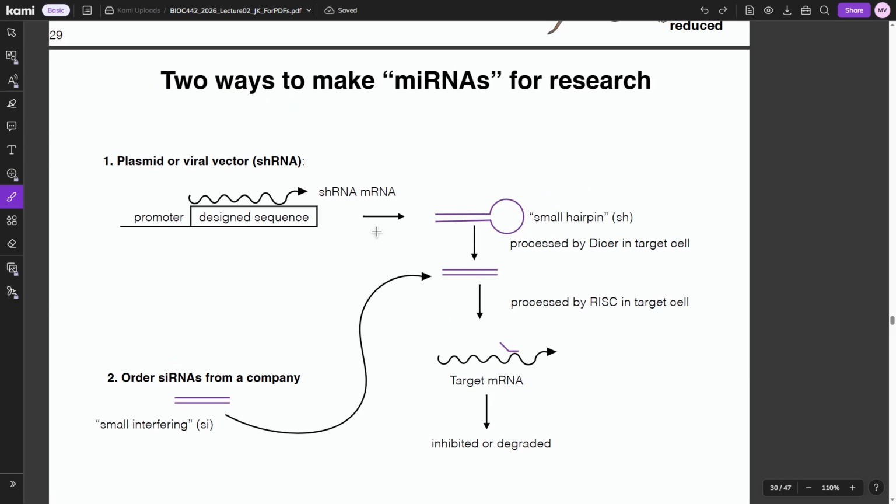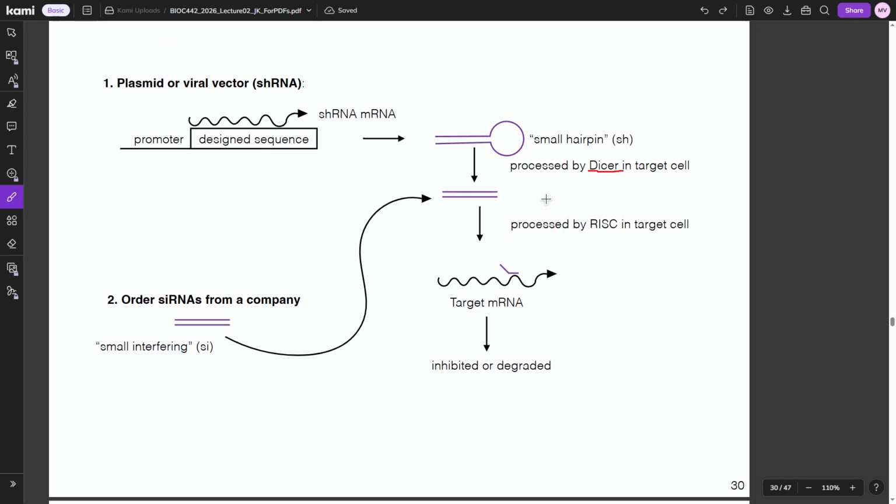So how do you make microRNAs for research? Couple ways. So plasmid or viral vectors. shRNAs are small hairpin RNAs, which is why they're called sh, small hairpin. So basically, you add a plasmid, you have a promoter, you have this designated sequence that you want to become an mRNA and eventually a silencing RNA or small interfering RNA. And so once this is transcribed, it makes this hairpin structure, which is processed by Dicer into this thing, which is then processed by RISC, and after being processed by RISC, is turned into some sort of microRNA that can now target mRNA.